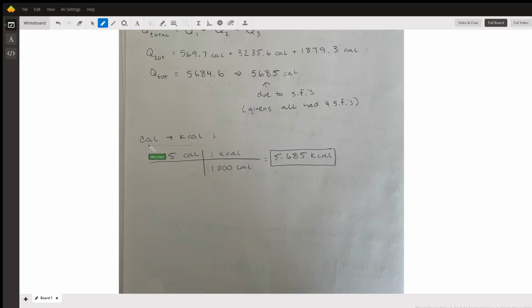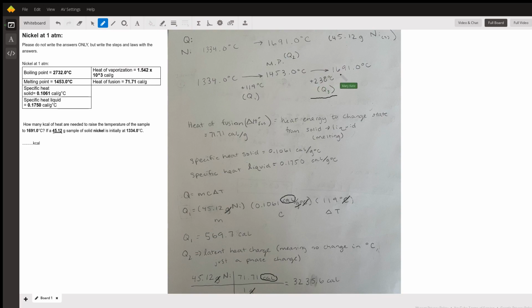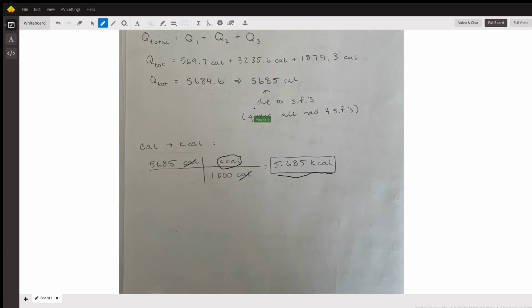Last step is it wants the result in kilocalories rather than calories, which is where we're at now. So we're going to take our 5,685 calories and we're going to multiply that by a conversion factor of 1 kilocal is equal to 1,000 calories. So our calorie unit is going to cancel out. We're going to be left with kilocals, and we're going to end with 5.685 kilocals as our heat energy that it takes to get from 1334 to 1691 degrees Celsius, which includes that latent heat phase change from solid to liquid.